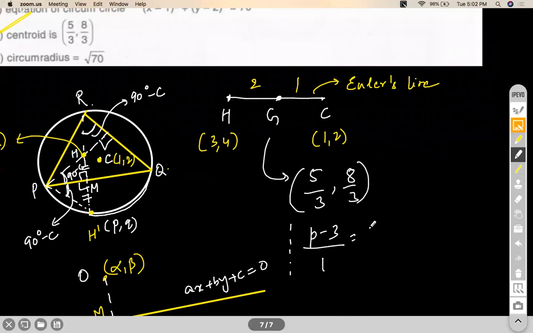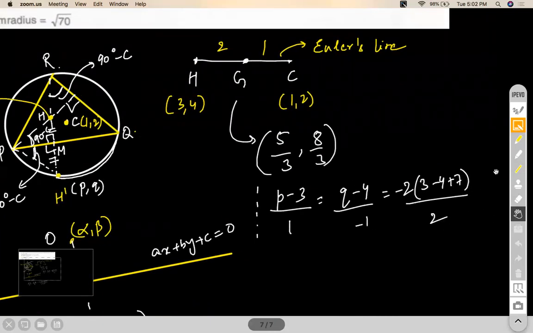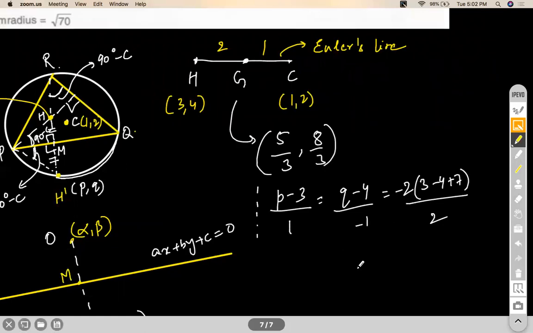Correct? And (q minus 4) by minus 1 will be equal to negative 2 times (3 minus 4 plus 7) by (a square plus b square), which is 2. Okay. So from here, if you figure out the values of p and q, they will come out to be, this is 10 minus 6, so minus 6, and this will come out to be minus 3. So p will come out to be minus 3, and this will come out to be 10. So q will come out to be 10. Okay. So this point is minus 3, 10.